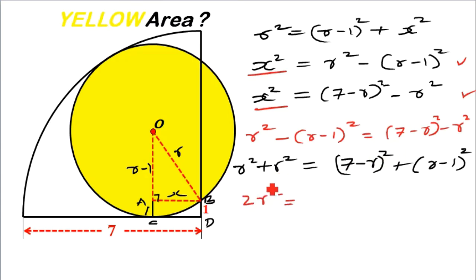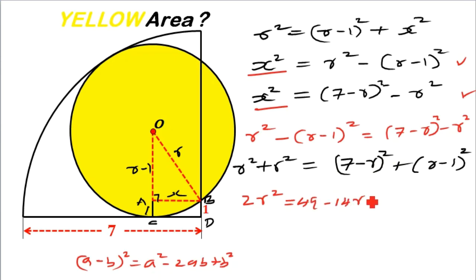7 minus r squared, that is a quadratic identity. When you have a minus b squared, that is a squared minus 2ab plus b squared. So 7 minus r squared is now going to be 49 minus 14r plus r squared. Then r minus 1 squared is going to be plus r squared minus 2r plus 1. Now here you can see plus r squared and plus r squared is 2r squared, so they will cancel out with the 2r squared.